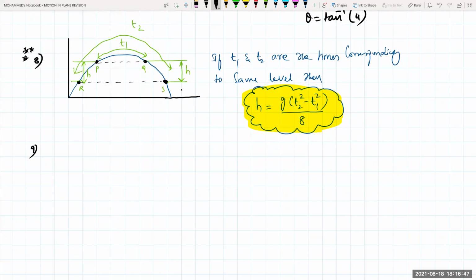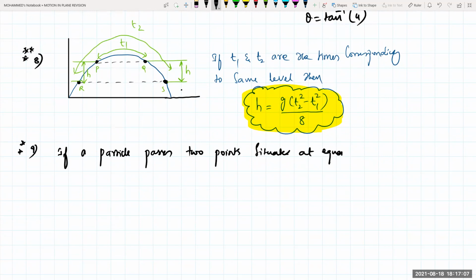Next one. This is also again important. The regular questions, basically. For example, if a particle passes 2 points which are situated at equal heights, say y, at times t1 and t2, then what are those times?